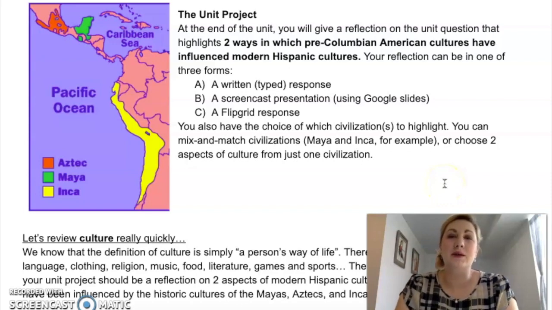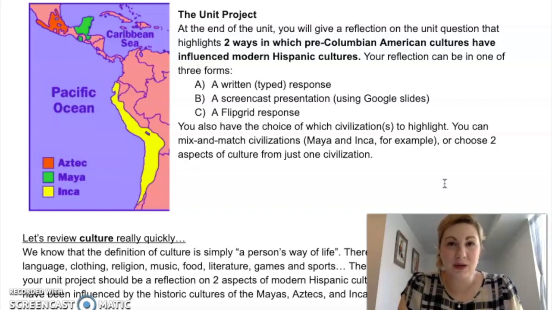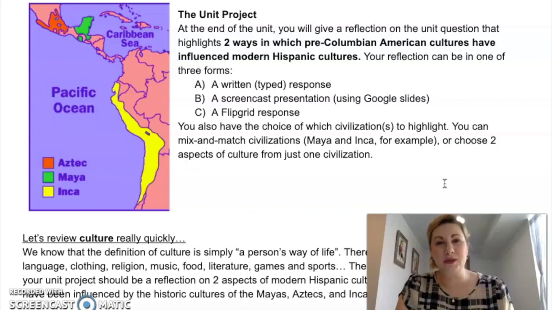So here's our unit project. At the end of the unit, you will give a reflection on the unit question that highlights two ways in which pre-Columbian American cultures have influenced modern Hispanic cultures. Your reflection can be in one of three forms. So you get a choice of how you're going to do this reflection. You can do a written or typed response just on a Google Doc. You can do a Flipgrid response. I'm sorry, that's option C. We'll give you links for that if you wanted to just do an informal Flipgrid. Or we have a little more formal screencast presentation using Google Slides. Some of you have used that for the previous unit project. So those are your three choices.